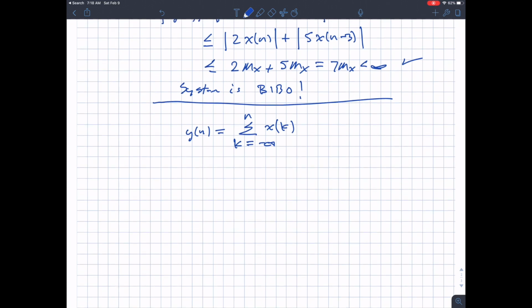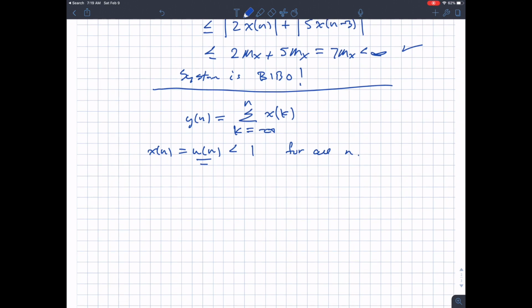So what if we applied x of n as u of n, just a unit step? Because we're trying to address the question of BIBO, we need to start with x of n being a bounded signal. So is x of n bounded if we use a unit step? Well, of course, a unit step is bounded by 1 for all n. Keep in mind, what we're doing here is trying to find a counterexample.